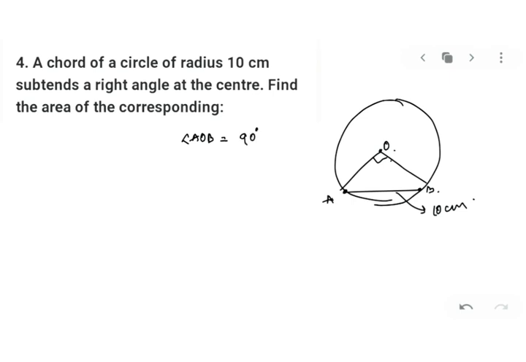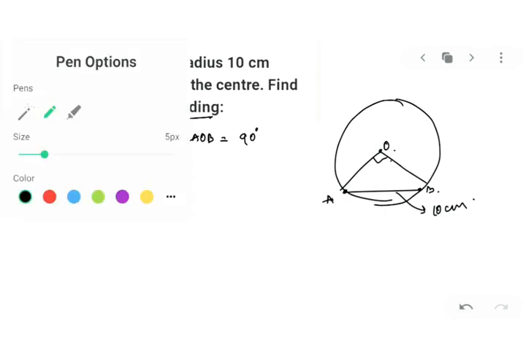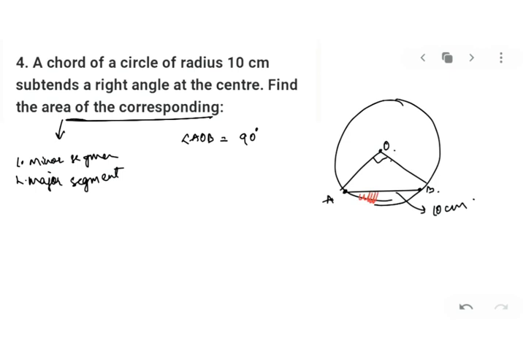Further it says you have to find the area of the corresponding, the question is missing, find the area of the corresponding minor segment and then the major segment. What do you mean by segment here? I'll color this part red. This part is known as segment. That means if you subtract area of triangle from area of sector, what you will get will be your segment.